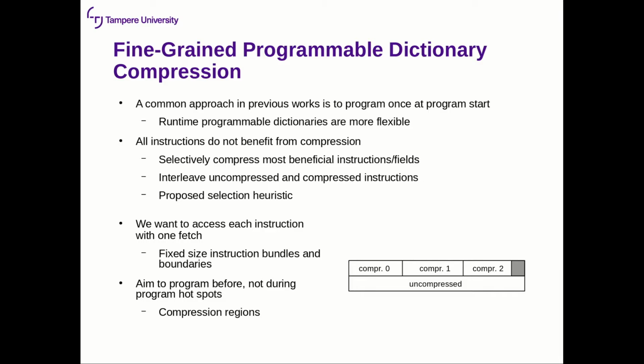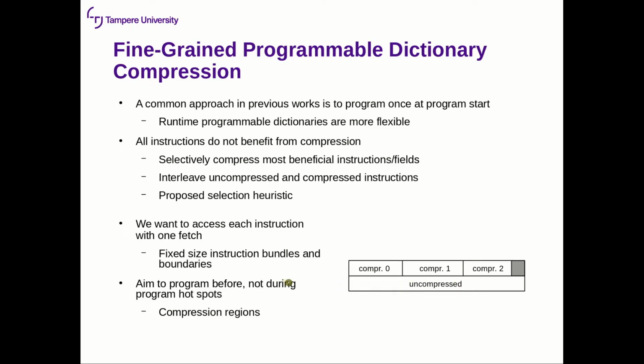To select the most beneficial instructions, we propose a selection heuristic. To keep execution overheads low, we want to access each instruction with one fetch only. And this leads to fixed size instruction bundles and boundaries. This is shown here, where you have a bundle of 3 compressed instructions, along with some padding bits, to match the width of the uncompressed instruction.